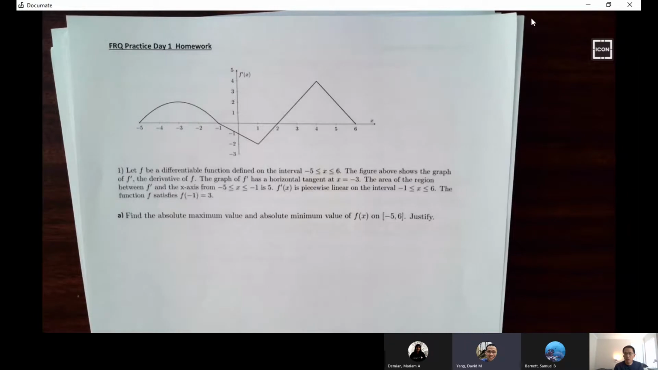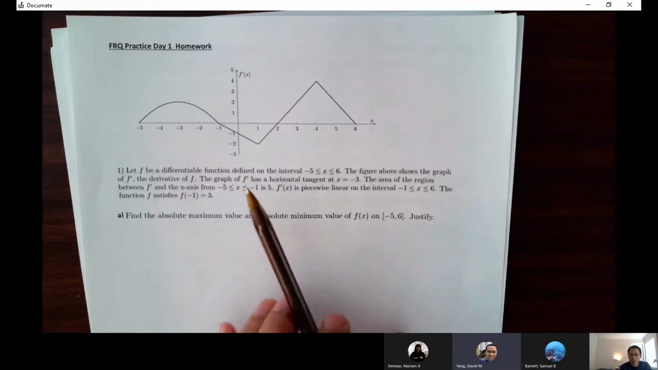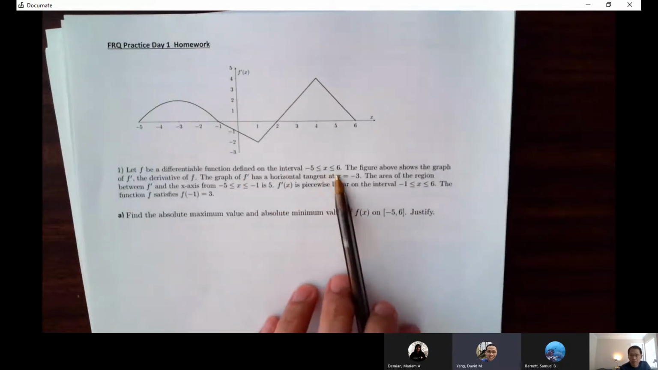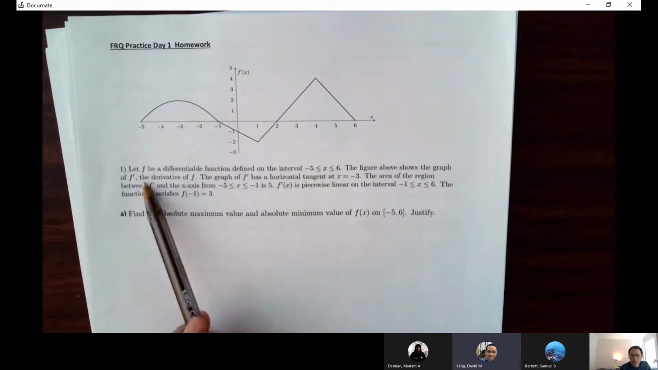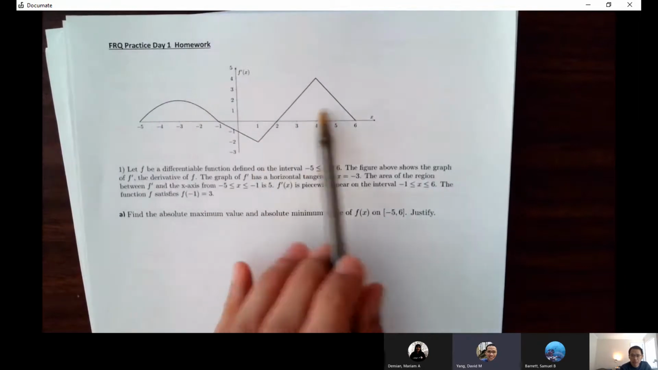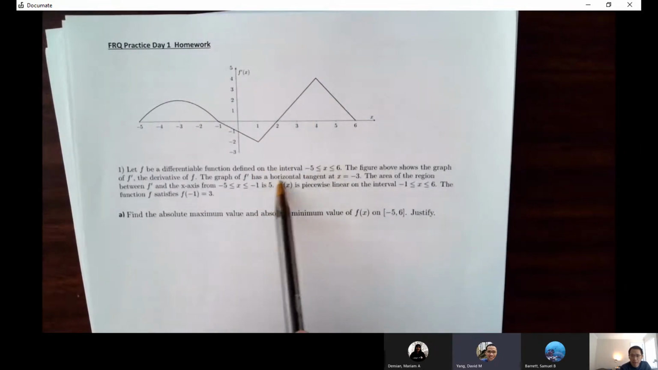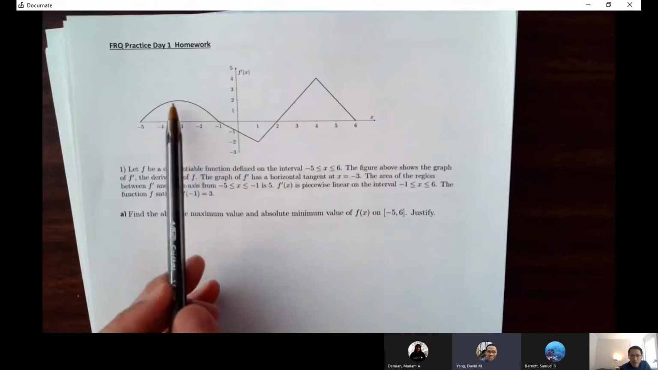All right, so we'll start off with part A. Let's read the problem first. It says, let f be a differentiable function defined on the interval from -5 to 6. The figure above shows the graph of f prime, so we're looking at the derivative graph here. F prime has a horizontal tangent at x equals -3, so there's a slope of 0 here.